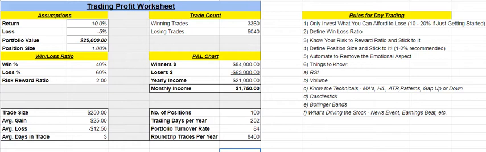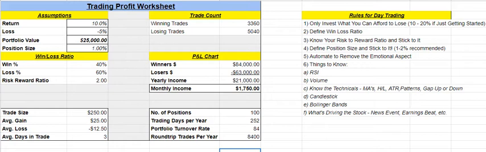So that's the big rule. Only invest what you can afford to lose, because in reality, if you're just getting started, not really sure exactly what you're doing, it's really easy to lose money in the markets very quickly. So have a plan, only invest what you can afford to lose. Number two, always have a defined win-loss ratio.